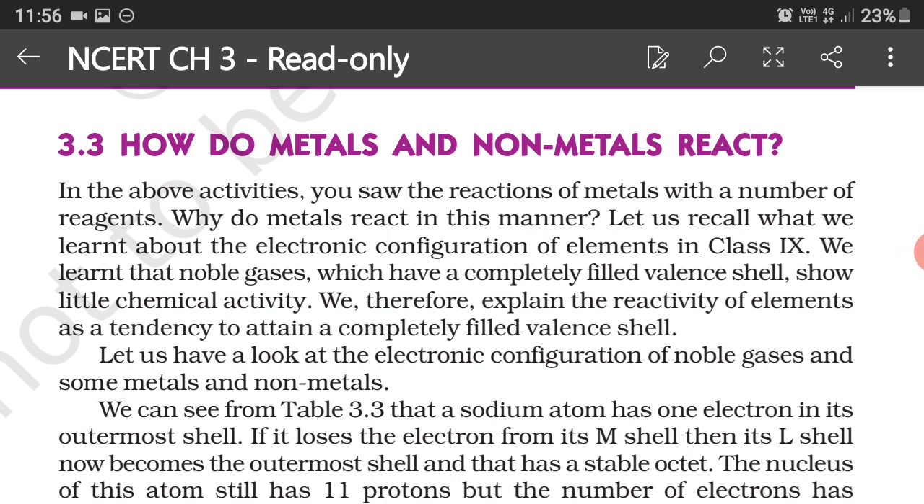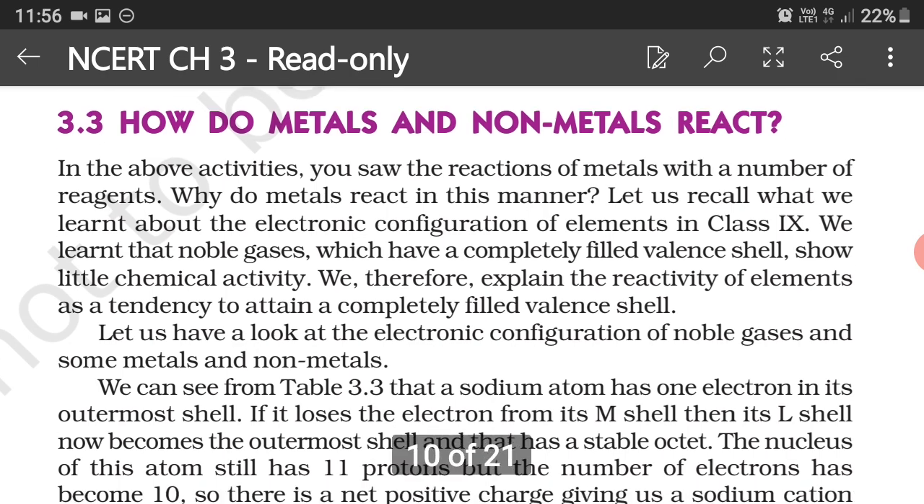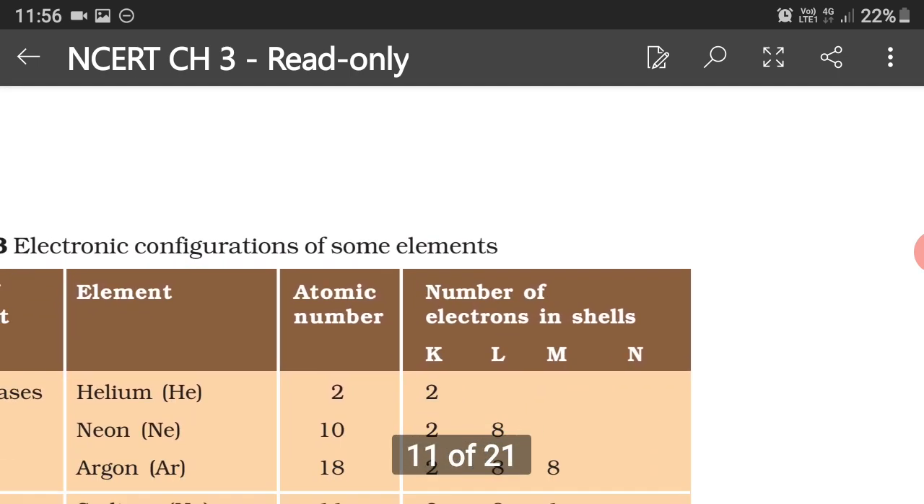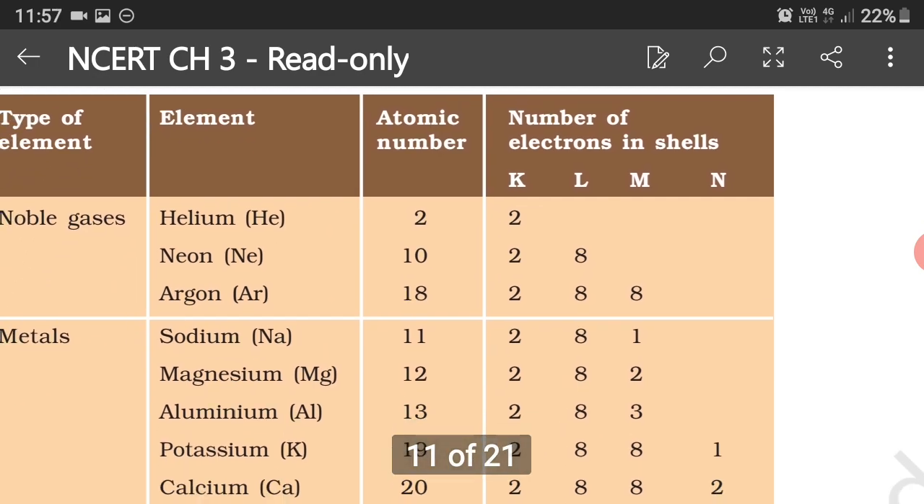In continuation with chapter 3, what we are going to start with today is how metals and non-metals react with each other. Basically, we are moving towards the topic of how ionic compounds are formed. In class 9, you have done two basic things. That was what valence electrons in an atom are, and on the basis of valence electrons you have learned that we can find the valency of an element.